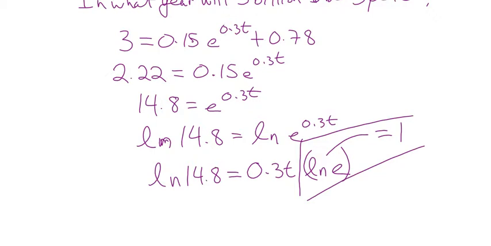So t is equal to ln 14.8 divided by 0.3, which is what? Now you just use the ln key. Get rid of it because it's 1. This is equal to 1. Okay, so then we divided both sides by 1 to get rid of it.